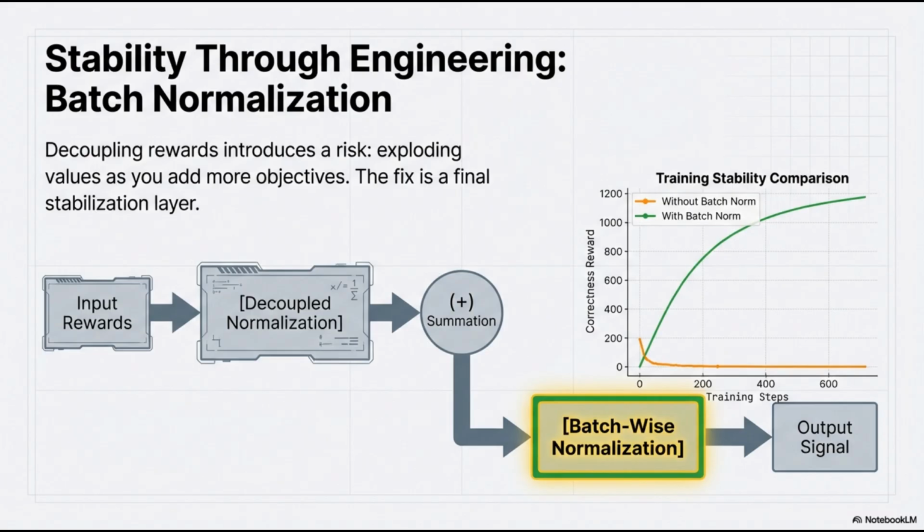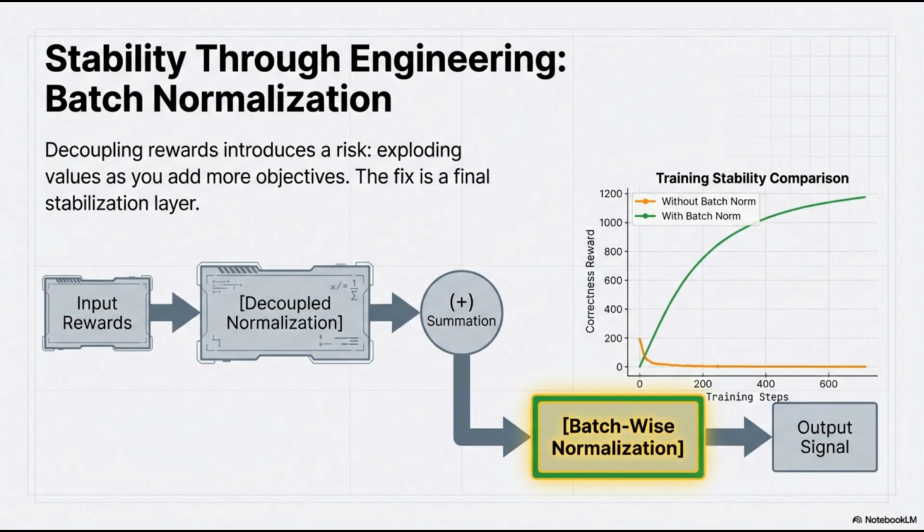So here's the complete GDPO pipeline. Follow the flow with me. Input rewards come in on the left. They pass through decoupled normalization, each reward normalized independently, just like we discussed. Then summation combines them together. But before that becomes your output signal, there's one more step: batch-wise normalization. This is the final stabilization layer. It takes whatever sum you have, whether it came from 2 rewards or 20 rewards, and normalizes it one more time across the entire batch. Now your output signal is always on a consistent scale.